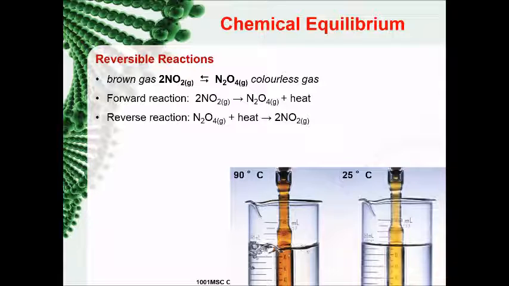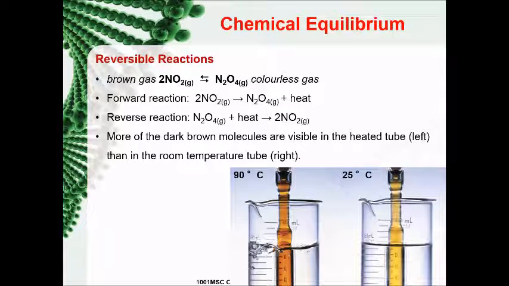So if you provide heat to the reaction by putting the test tube in a 90 degrees Celsius water bath, the reverse reaction occurs more and nitrogen dioxide is produced and the test tube turns a dark brown color. If you remove the heat from the reaction by putting the test tube in cold water, then the equilibrium will shift towards the forward reaction and produce dinitrogen tetroxide, and the test tube will turn a light brown color.